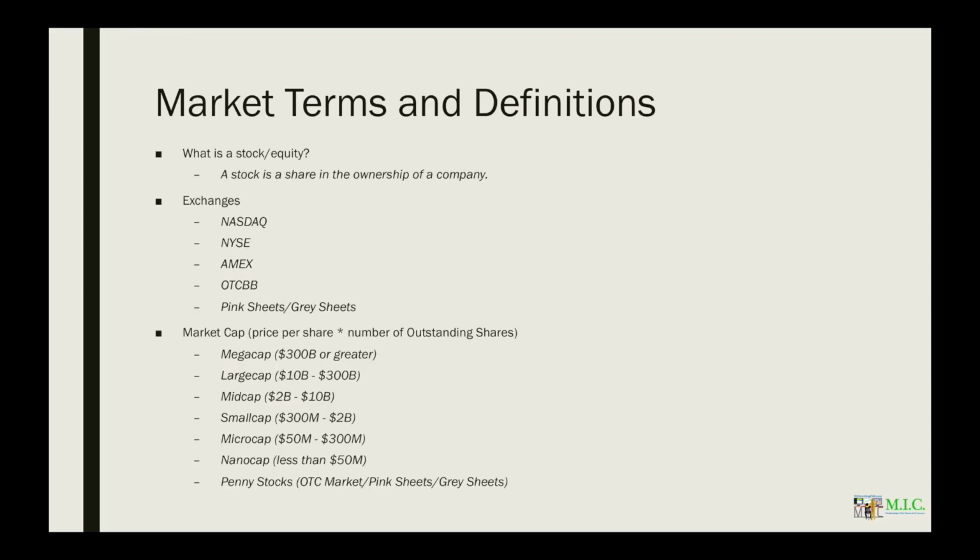Market terms and definitions. Understanding the different markets and how the stocks that trade on them tend to perform is crucial. We will just be going over a few basic things, though, such as what is a stock or equity. A stock is simply just a share in the ownership of a company. Exchanges and the different ones are also important to know, such as the NASDAQ, the NYSE, the New York Stock Exchange, the Amex, OTCBB, which is OTC bulletin boards, pink sheets, and even gray sheets.